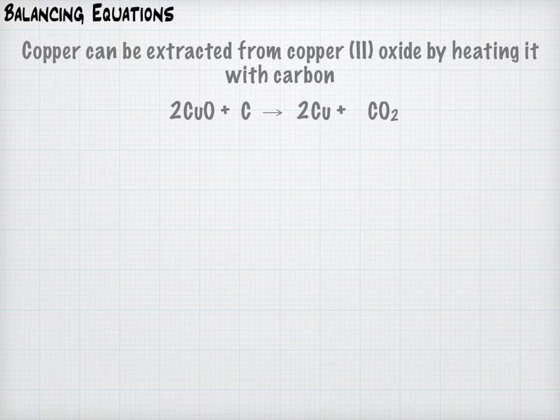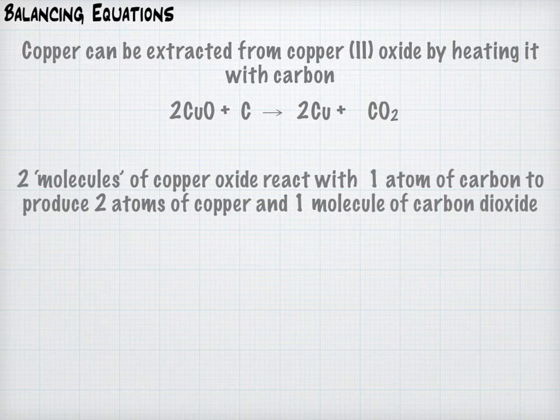Okay, so let's see, what does that equation actually mean? Naively, we might think it means this, that 2 molecules of copper oxide react with 1 atom of carbon to produce 2 atoms of copper and 1 molecule of carbon dioxide. See those inverted commas though? We don't actually get molecules of copper oxide. They come in kind of ion pairs, a copper ion and an oxide ion. But more than that, we'll see that this is not particularly useful.